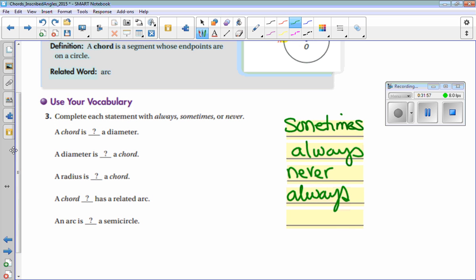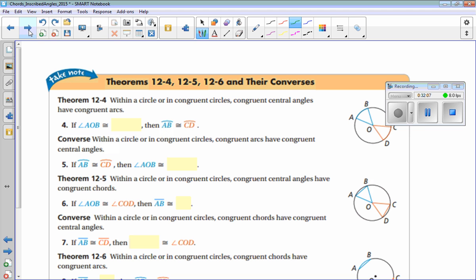An arc is blank a semicircle: sometimes. All right, so we know this stuff. Good. We've got our definition set. Do not write all this down. You've got to write a couple of them down, but not all these things. Yes, love?